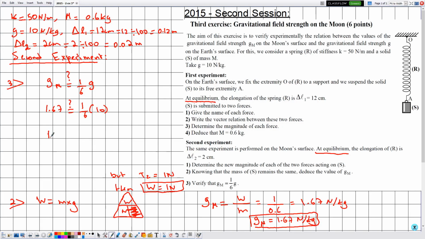So on the left hand side 1.67, and on the right hand side 1 over 6 multiplied by 10. On the calculator it will give me 1.67. So indeed this is verified. So Gm is equal to 1 over 6 multiplied by G is verified.